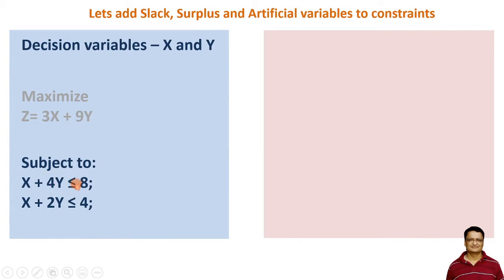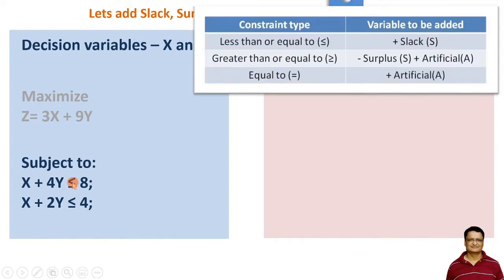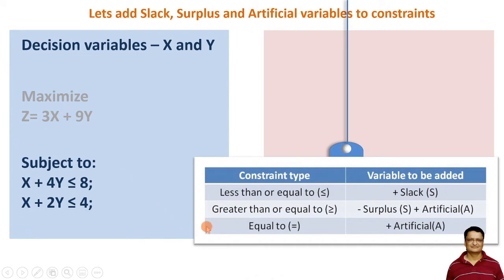So we are going to remove this less than or equal to sign by adding slack variables to make it in a standard form. Now if we apply the logic that we have just learned in the last slide, we have less than or equal to type of constraint. So both the constraints are of less than or equal to type, so we are going to add the slack variables. We are going to add one slack variable over here and another slack variable over here. So we will call them S1 and S2.